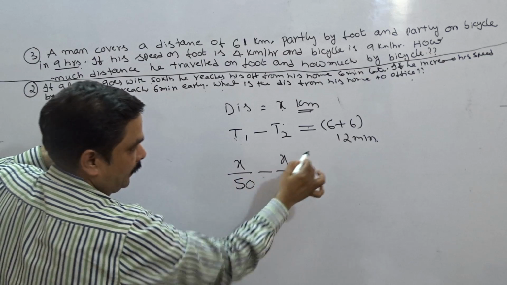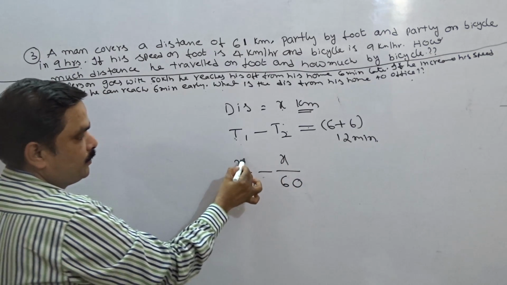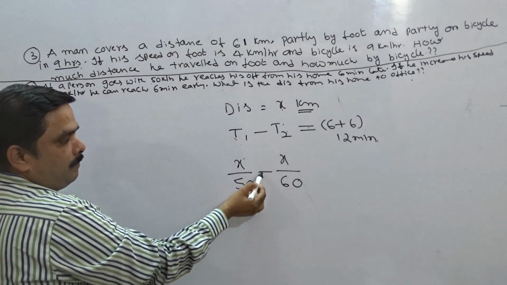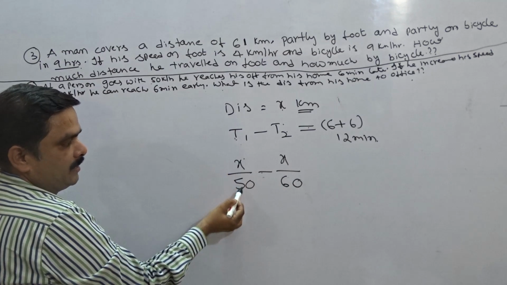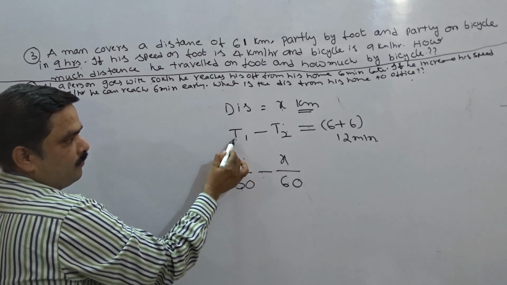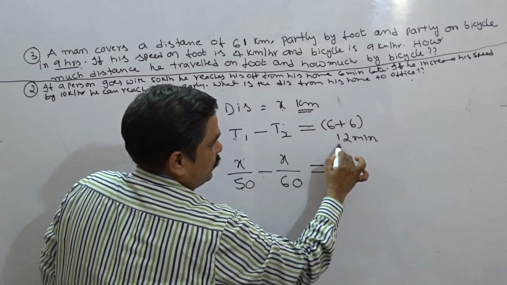So it is 50, it should be 60. x divided by 50 minus x divided by 60, distance by speed, time 1 minus time 2 is equal to 12 minutes.